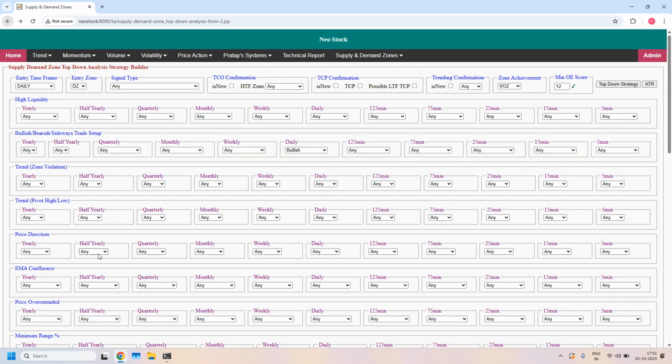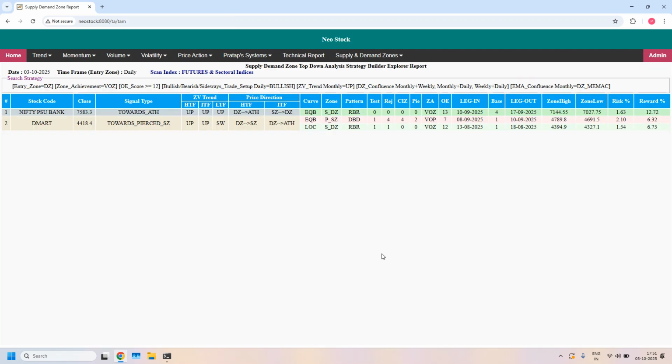Let's verify. So in the EMA confluence at the monthly time frame, I am checking the monthly demand zone with monthly EMA confluence. And the trend on the monthly should be uptrend. It should not be sideways, because it is a bullish trade setup. So with all these filters, we got 2 stocks. See, this one already gave a test, because we've been seeing DMART for the last several days. Maybe the previous report might have given you a test.